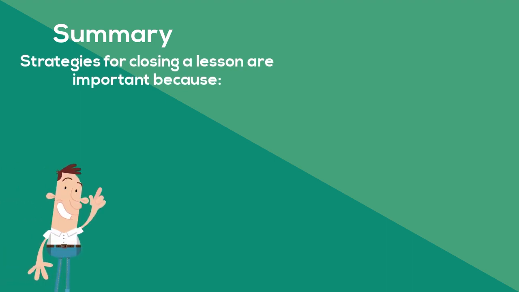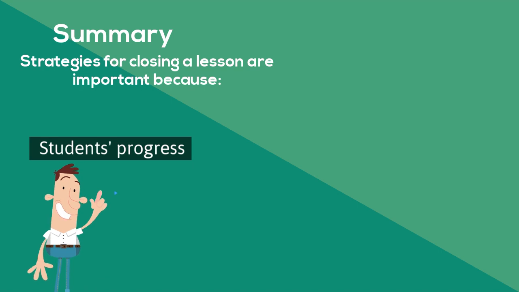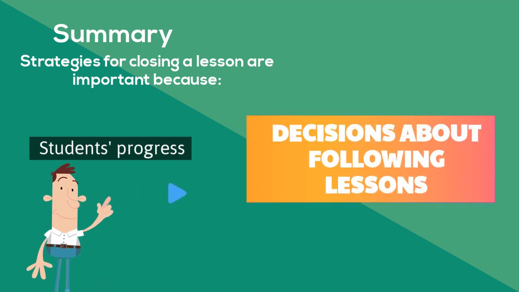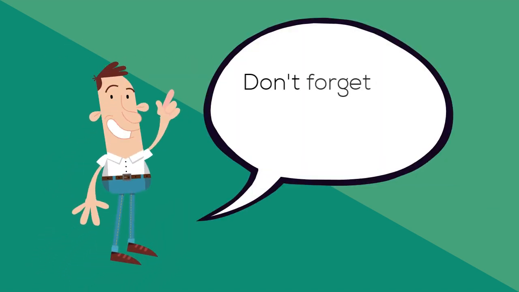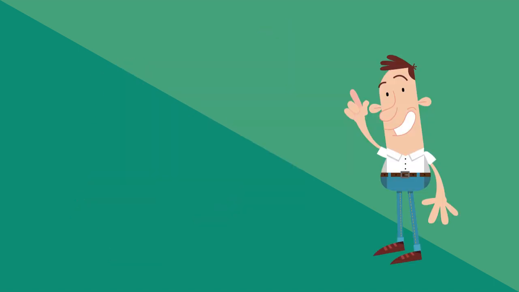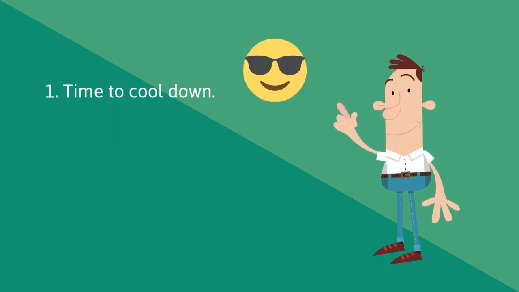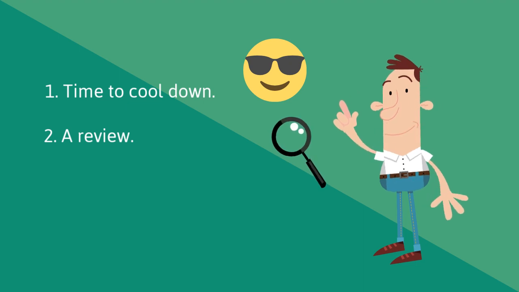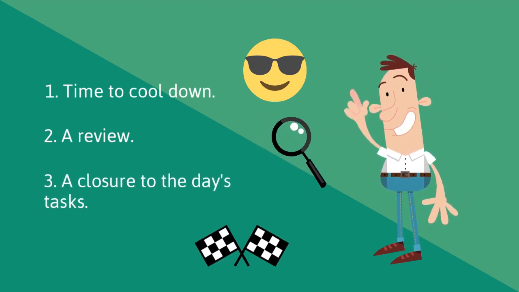Summary. Strategies for closing a lesson are important because they help us realize our students' progress so as to determine how we can continue teaching in the following lessons. That's why in this stage, it is essential that you provide these 3 things. 1. A time for students to cool down after an activity-filled class. 2. A review of what they've learned. And 3. The proper closure to the day's tasks.